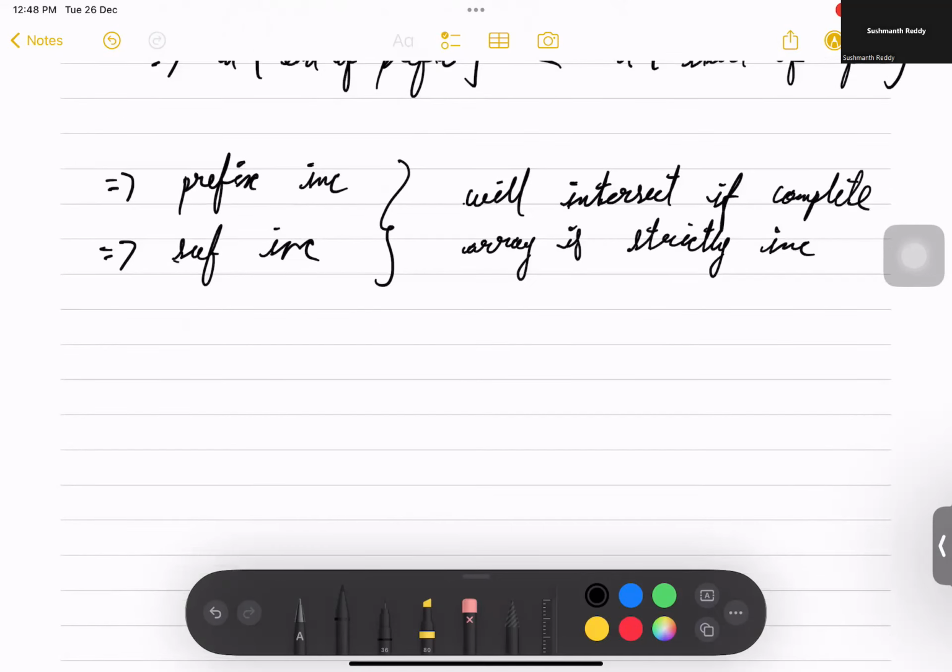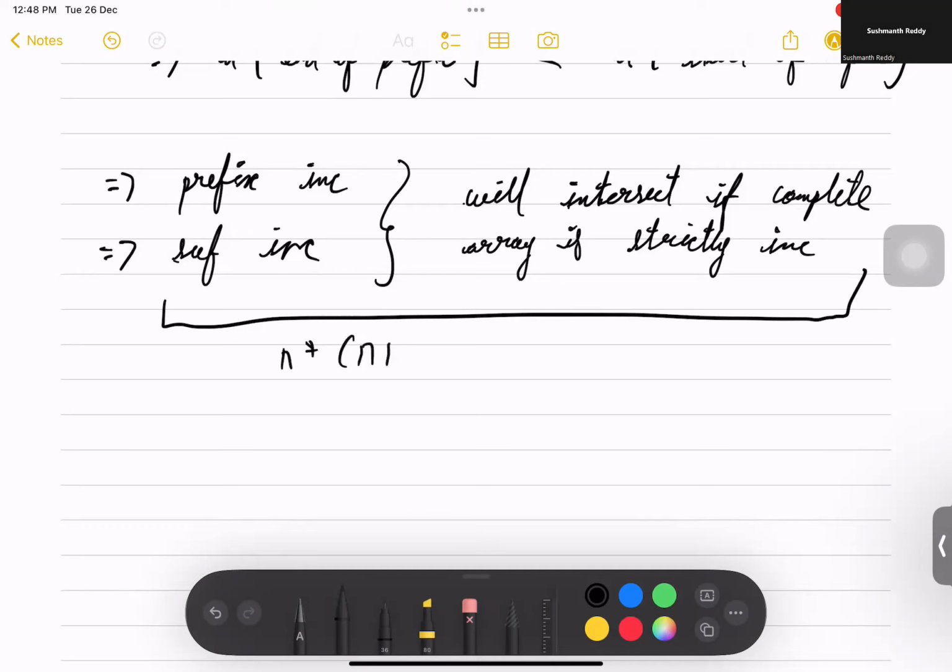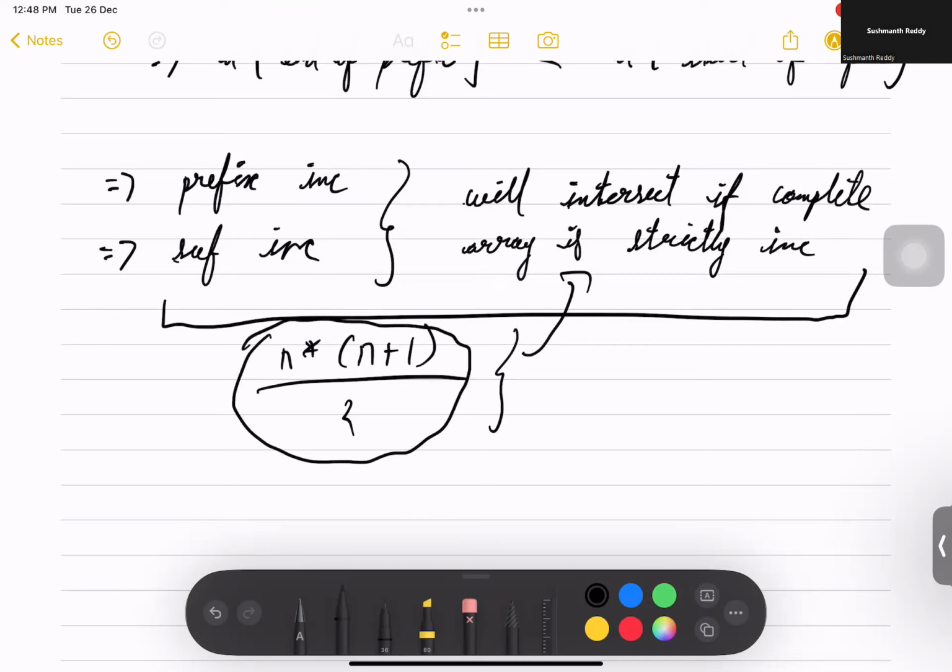So just to handle the intersection case beforehand, if the complete array is strictly increasing, the answer is just n into n plus 1 by 2, where n is the length of the array. That is because every subarray will be incremovable, because the complete array itself is strictly increasing. So this just means the number of ways we can choose L and R points in the array.